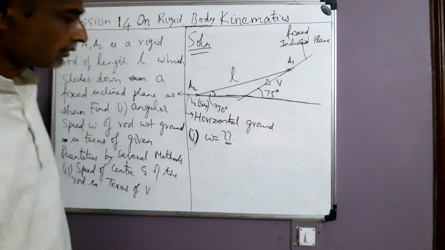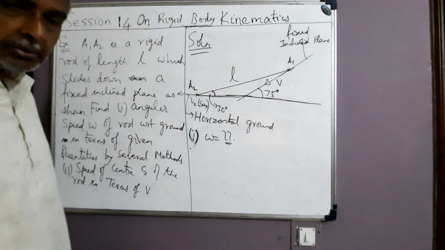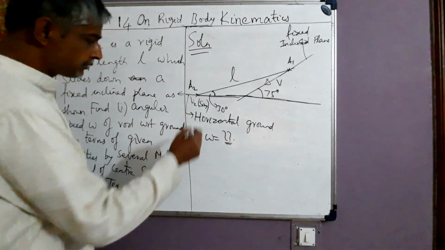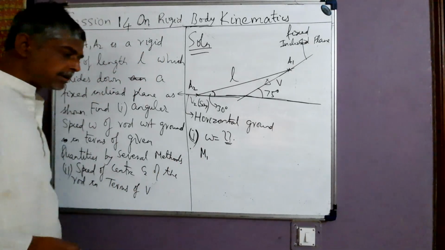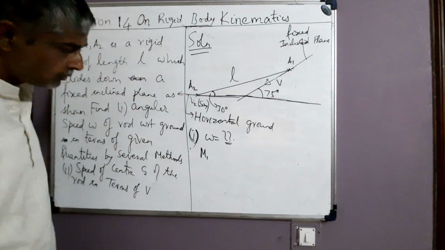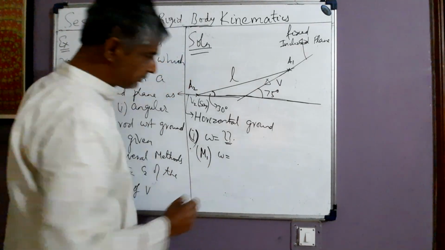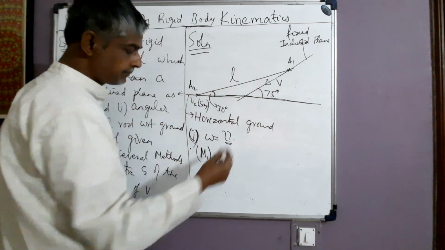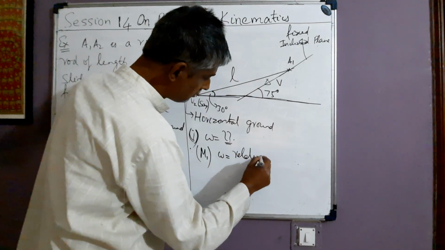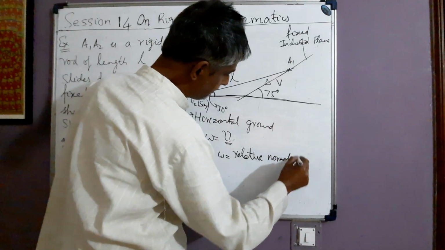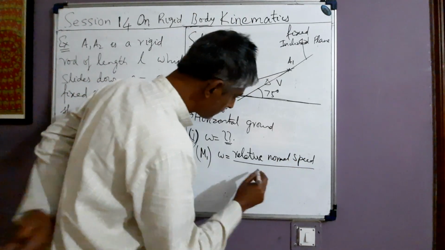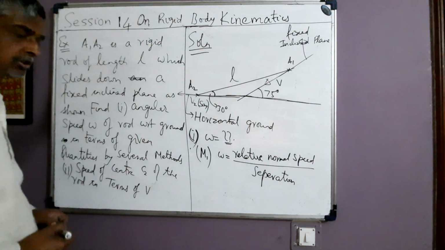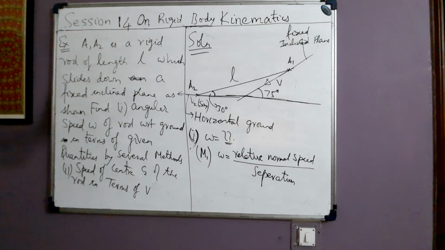Okay, fine. So now omega can be determined by several different methods. SRC also, relative normal speed by separation also. So first what we are going to do is solve by the method of relative normal speed by separation. That concept we are going to use. Okay. So omega is equal to relative normal speed by separation, where A1, A2 are the two points and separation is L.